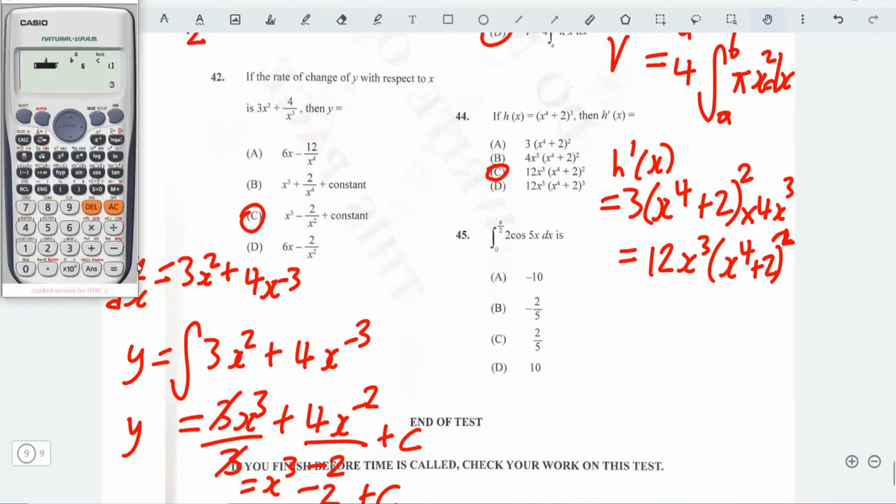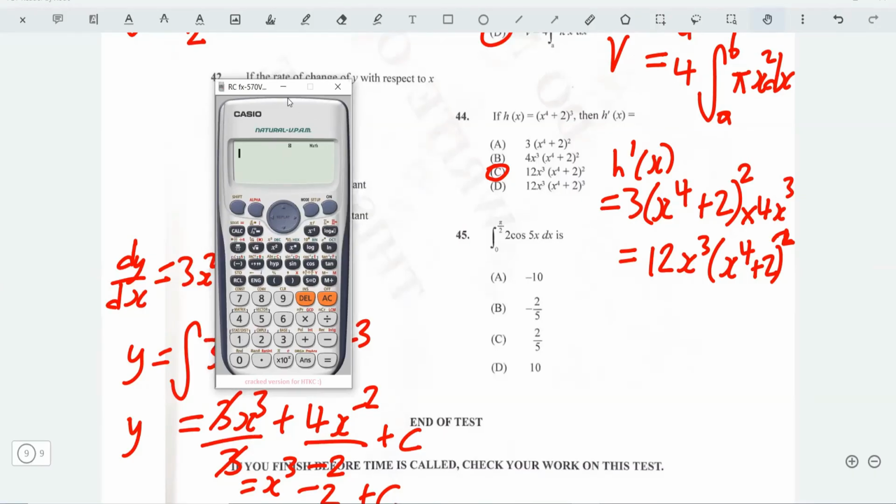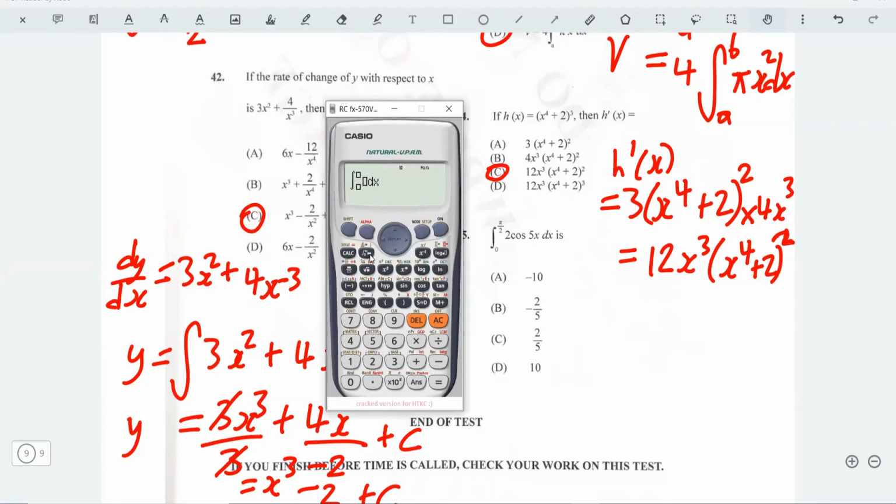Number 45, I'm not going to waste our time and work it out. I'm just going to put it in the calculator. Please take out the calculator. Make sure you have one of these natural display calculators so you can evaluate this integral. The integral of 2 cosine 5x, I'll integrate from 0 to pi over 2. Punch that in the calculator.